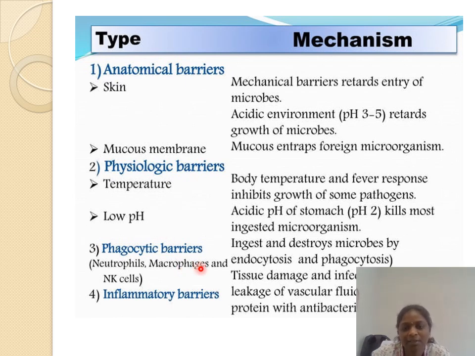Phagocytic barriers: through endocytosis and phagocytosis they will kill any pathogen which enters the body. Inflammatory barriers like tissue damage, infection, and leakage of vascular fluid all protect the body from pathogens as they have antibactericidal activity.